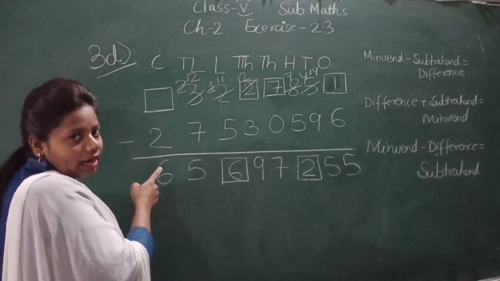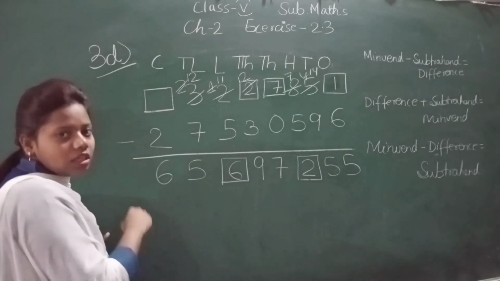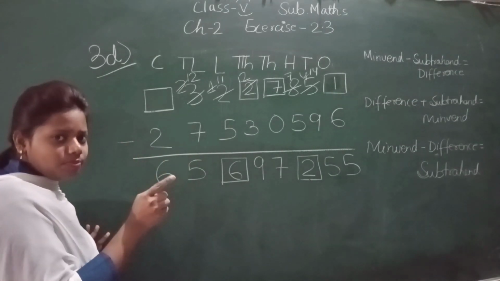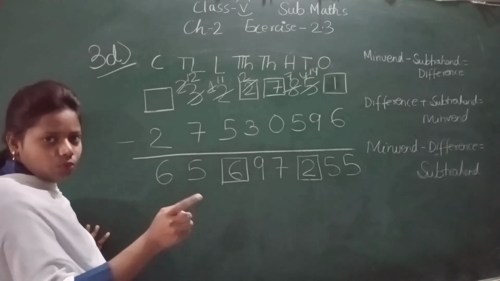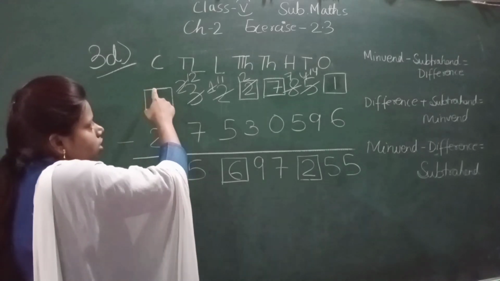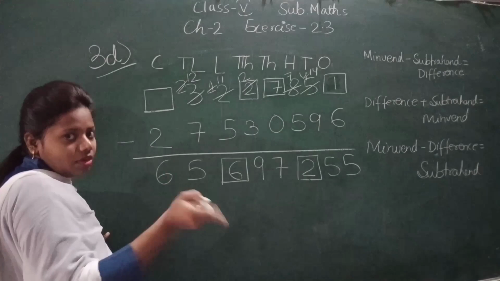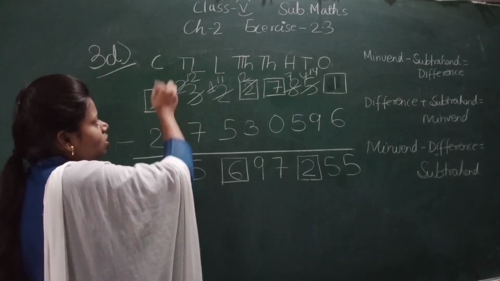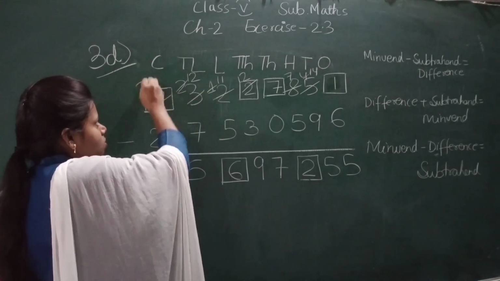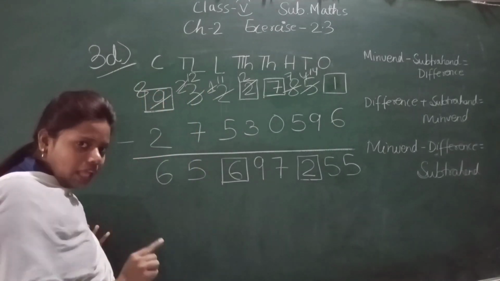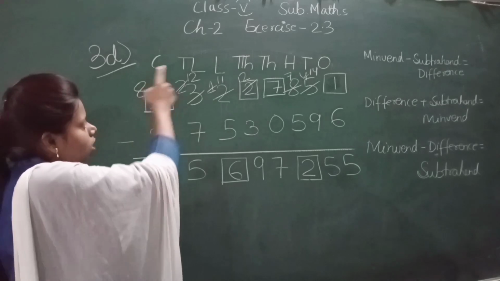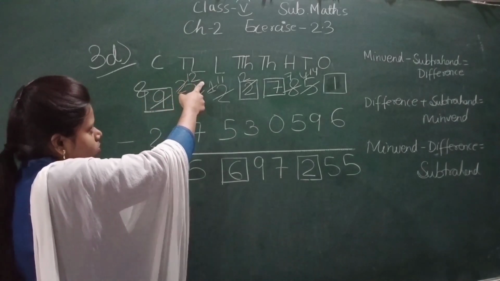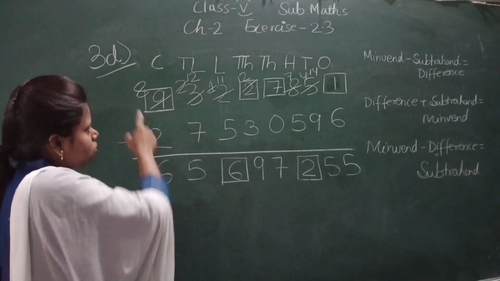We have to add. 6 plus 2 is 8. That means here we don't have to write 8, we have to write 9. Now why are we writing 9? Because it has given one borrowing to this 2, that is why it has become 8. Before it was 9. So this 2 has become 12. That is why it is 8. 6 plus 2 is 8.